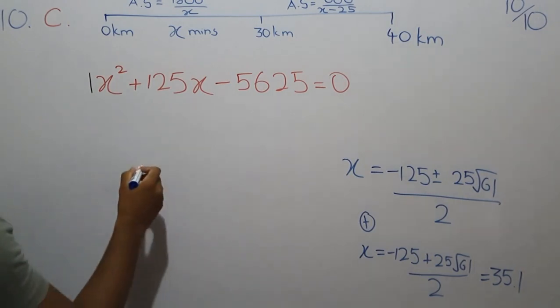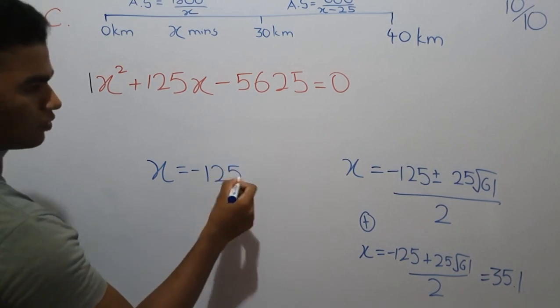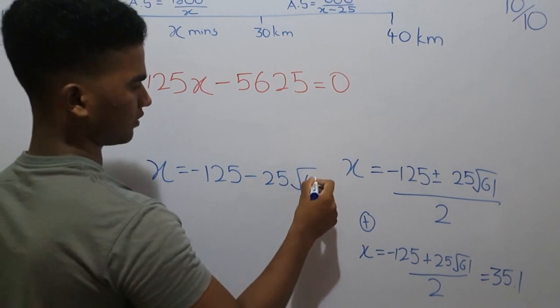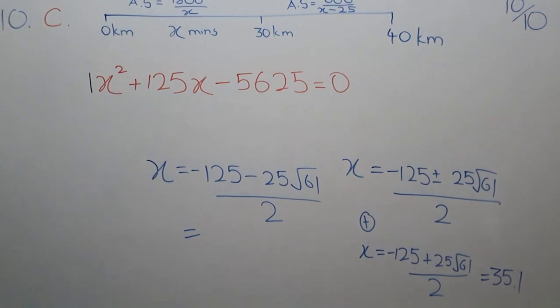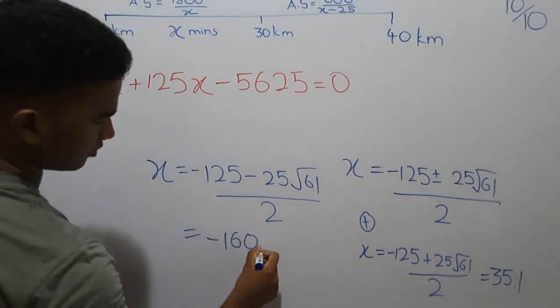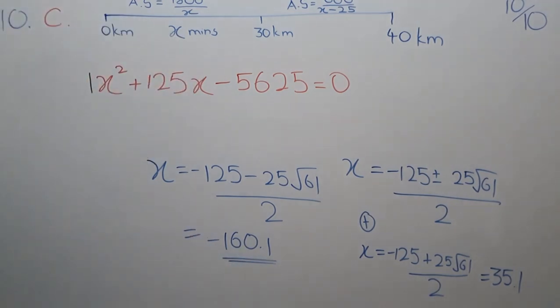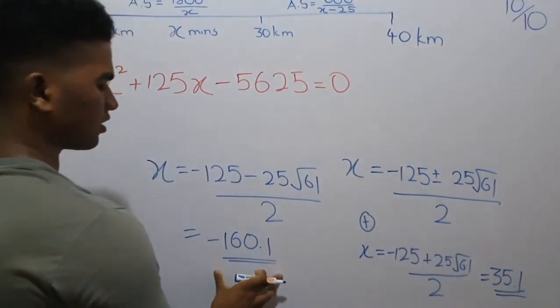And when I apply it for minus, minus 125 minus 25 into root 61 divided by 2. For this we're getting the answer as minus 160.1. So these are the two answers, plus 35.1 and minus 160.1.